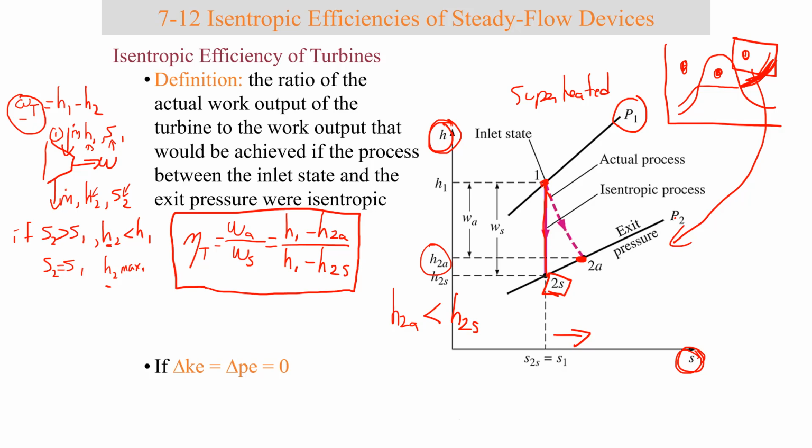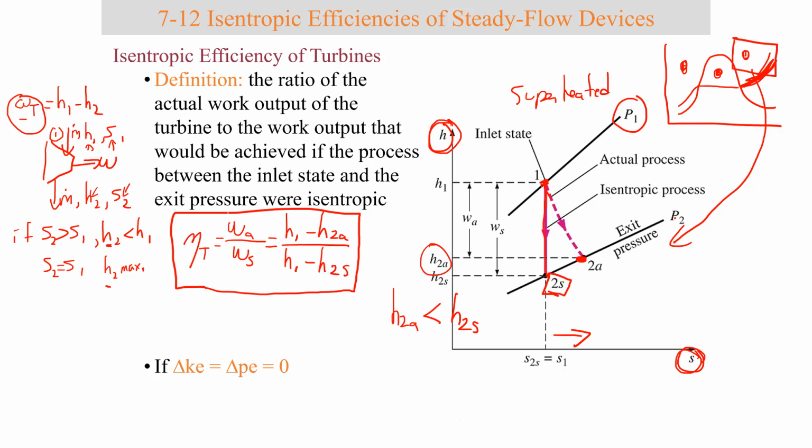So the more efficient it is, the lower the enthalpy coming out would be, resulting in greater work. But since the actual work is less than the isentropic work, the ratio of the two tells you how efficiently your turbine is operating, meaning how much work you're getting versus how much work you could get if it were 100% efficient. That's for a turbine.